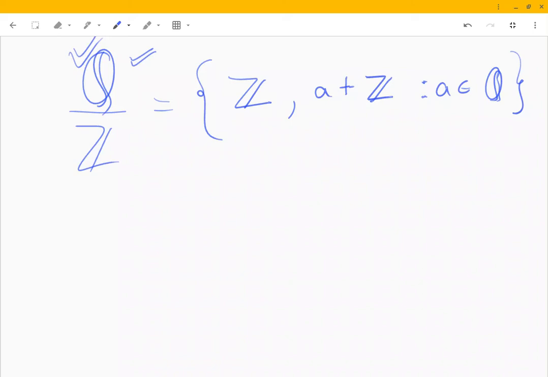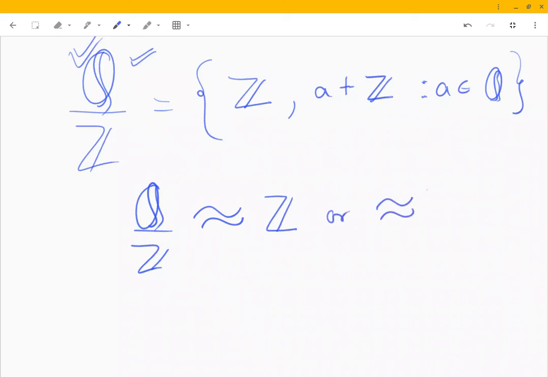Now, what I want to identify is what will this Q over Z be isomorphic to? Is it isomorphic to Z? Or is it isomorphic to Zn? Or is it even finite? What can happen, right? Let's explore all these possibilities.